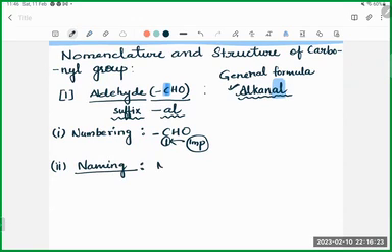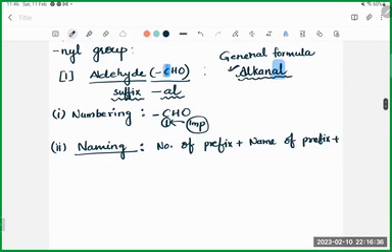Naming rule ke liye, can you repeat? Number of prefix, if the prefix is present, then the name of the prefix. So what are the prefixes that will be present over here? Alkyl, halo, even hydroxy, lower than the aldehyde. All the groups, if they are coming, will be considered as a prefix.